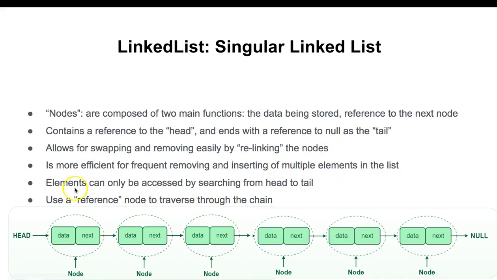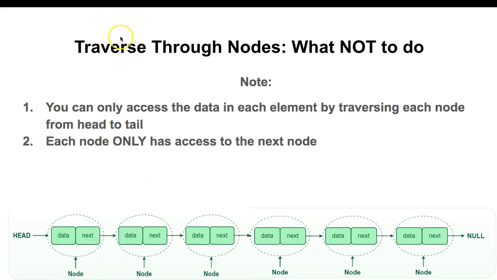Keep in mind, however, that you can only access these elements from head to tail. You have to go from the beginning to the next one, to the next one, to the next one, all the way to the tail, right? And it is important to note that whenever you're working with linked lists, you must use a reference node to traverse through the chain, through the linked list, right? That's what I mean by chain. So essentially, when you're traversing through the nodes, before we go into that, you need to understand that, again, you can only access each element by traversing through it from head to tail, right?